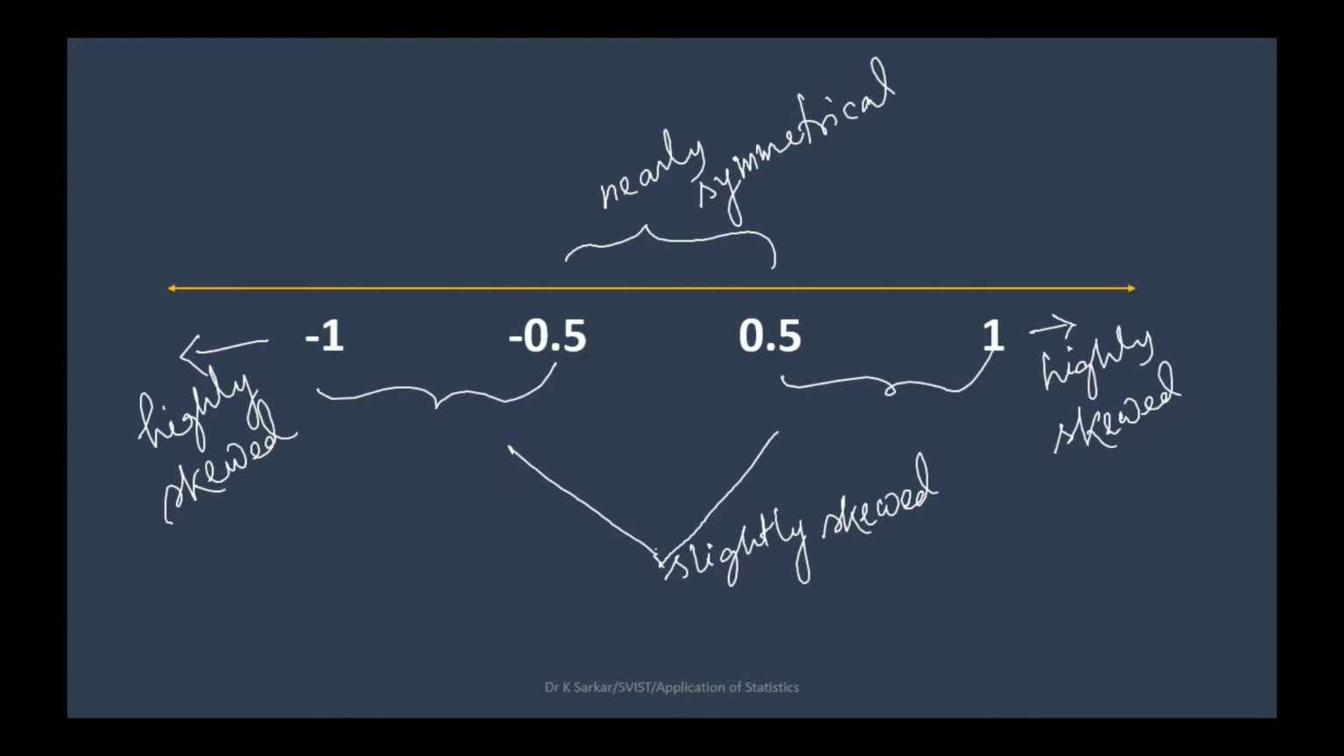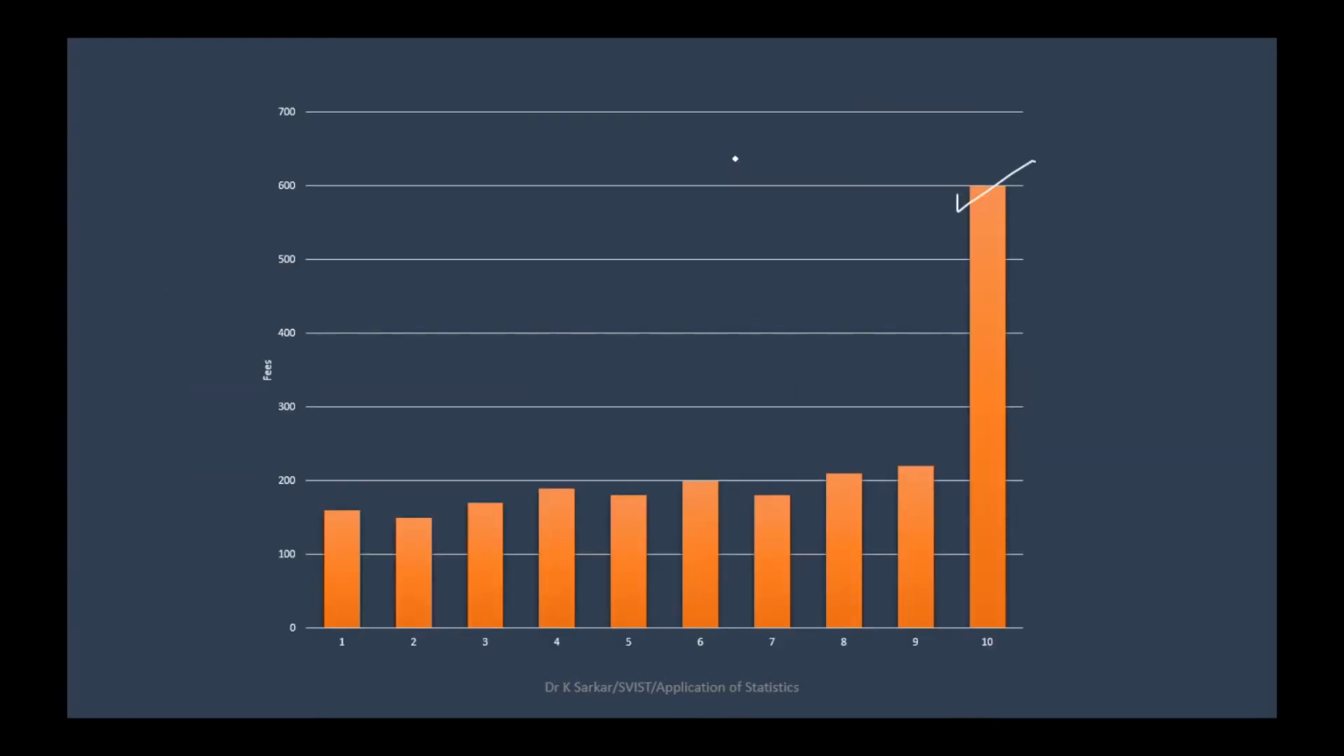But if you observe, obviously it is not symmetrical because there is an outlier which is influencing the curve. So it cannot be 0.34.